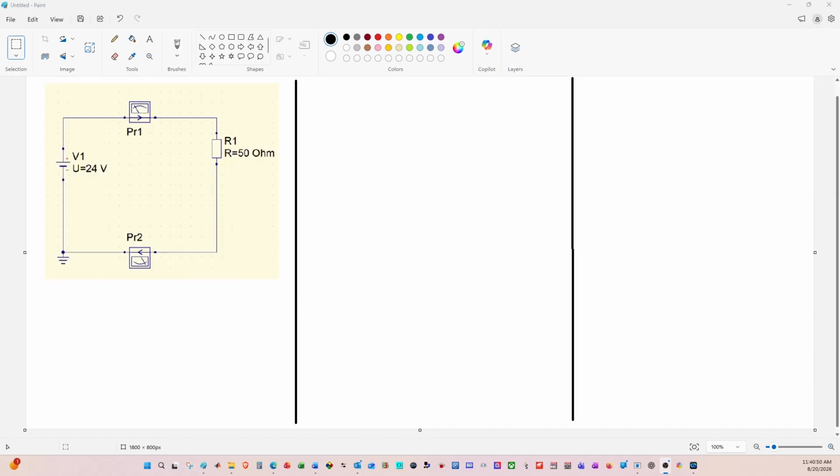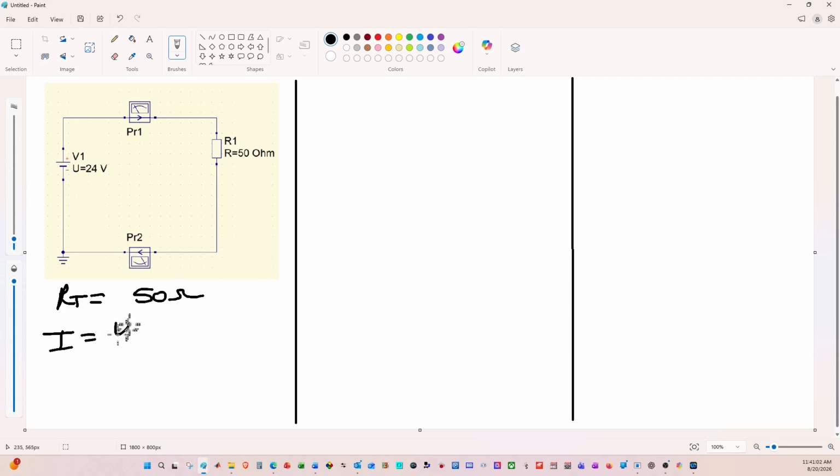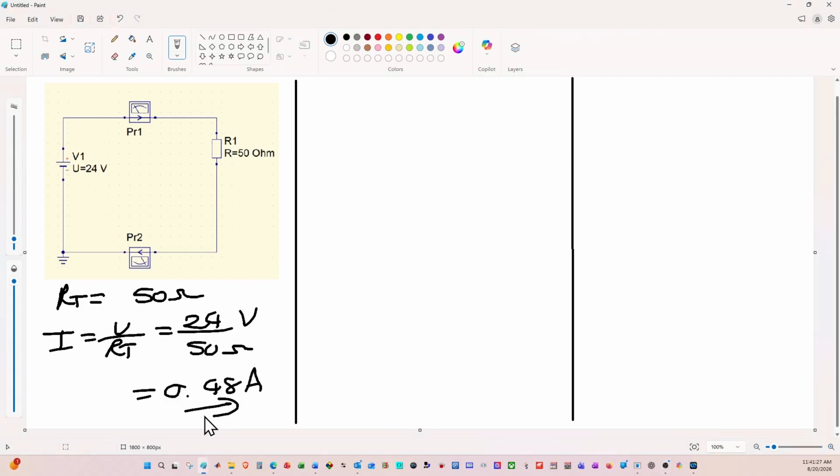On the screen, we have got a single resistance that can be seen by the circuit. So the total resistance seen by the circuit is going to be 50 ohms. The current is going to be the voltage divided by the total resistance, which in this case is going to be 24 volts divided by 50 ohms. And if you go and do the calculation itself, we should get a value of 0.48 of an amp.